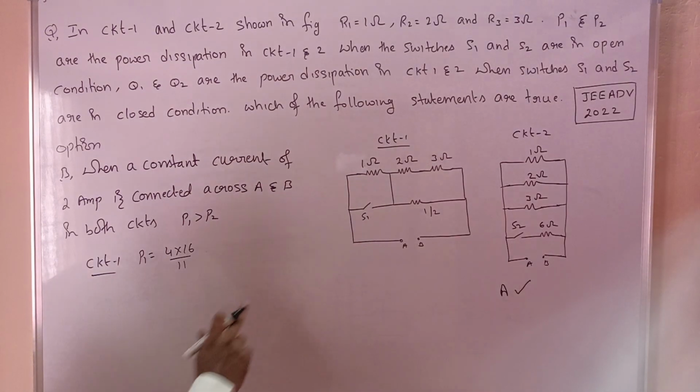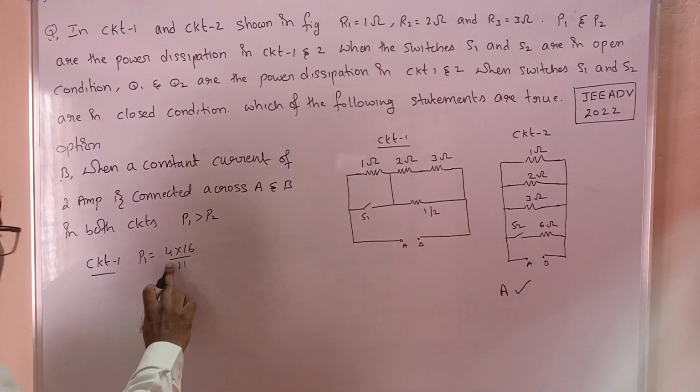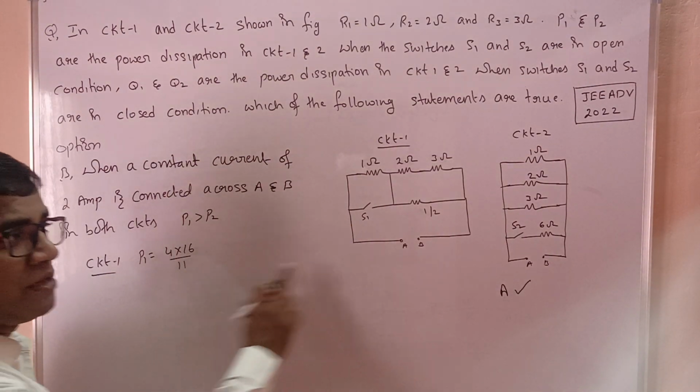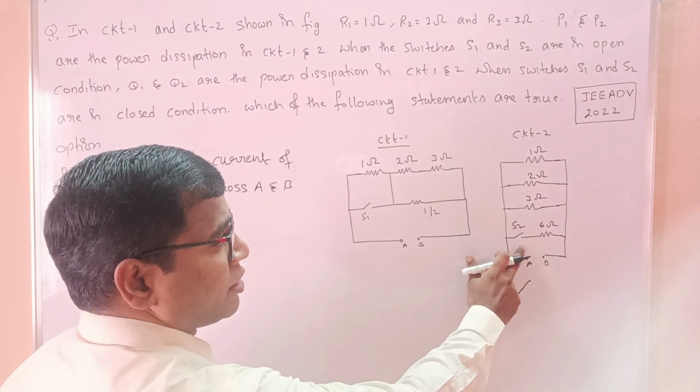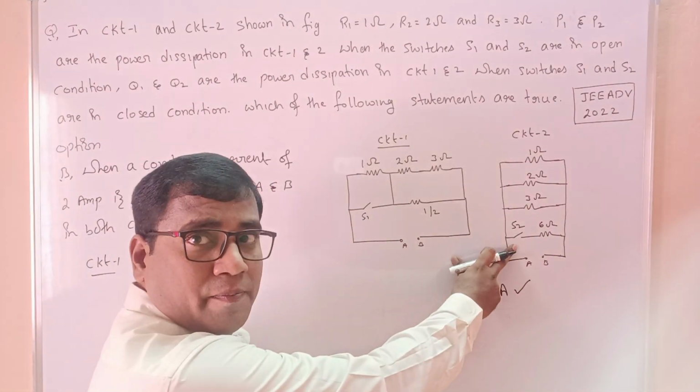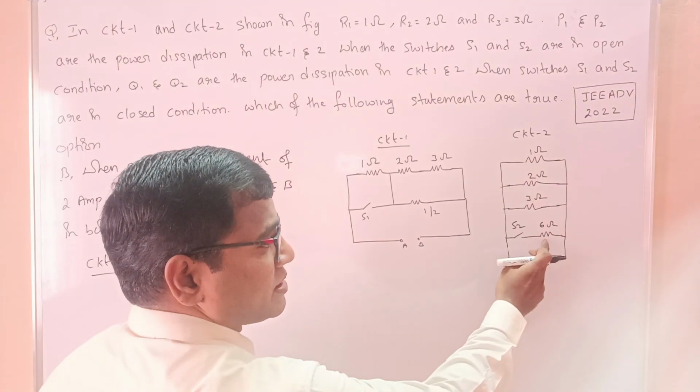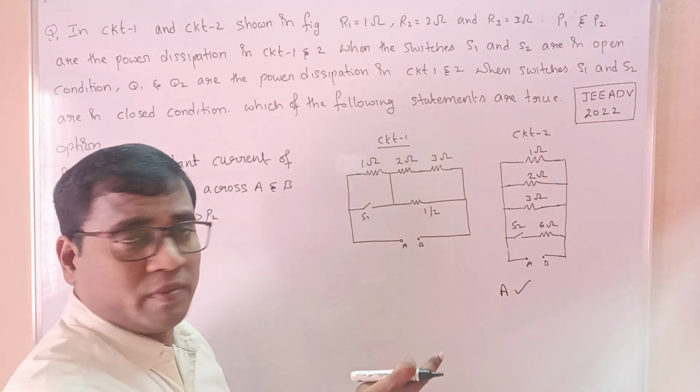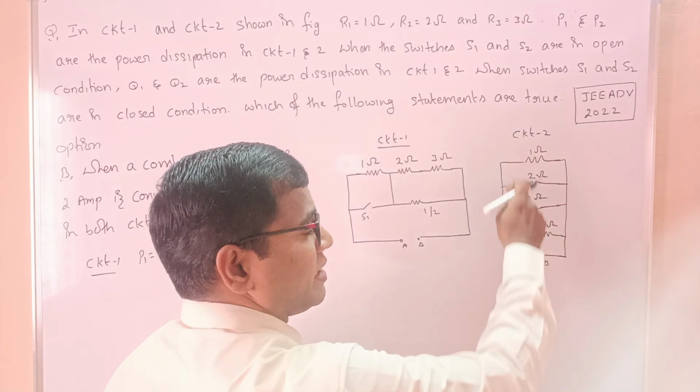Now see, in circuit 1 how much power you got? 4 into 16 by 11. Now we will solve for circuit 2. In circuit 2, S2 is open. When S2 is open, the current will not flow through the 6 ohm. So these three we have to consider in parallel.